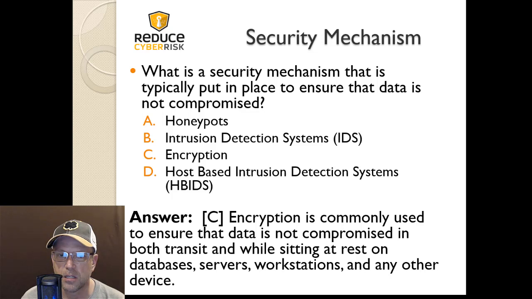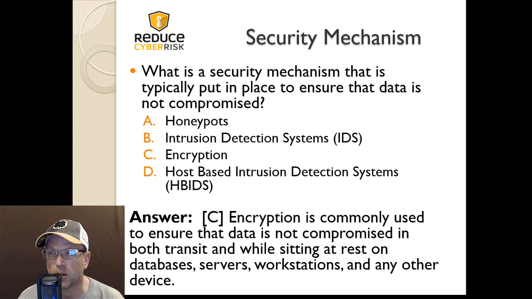And the answer is C. Encryption is commonly used to ensure that data is not compromised in both transit and while sitting at rest. Now, this could be on databases, it could be on file shares, it could be in all kinds of places, but typically encryption of some form is used to protect the data as a security mechanism to ensure that it's not compromised. And you'll see this over and over again. Now, when you do this, though, the one key thing to keep in mind is do not let the encryption keys be in the same location as your encrypted data.